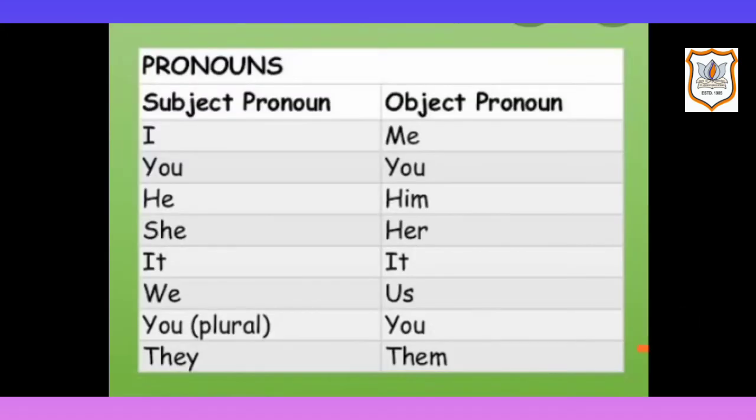Let's understand what kind of changes will be there in pronouns in the sentence. When it's a subject pronoun, this is how it will change to an object pronoun. I will change into me. You will remain you. He will change into him. She will change into her. It will remain the same, it. We will change into us. You, if it is used for plural, will be you. They will change into them.